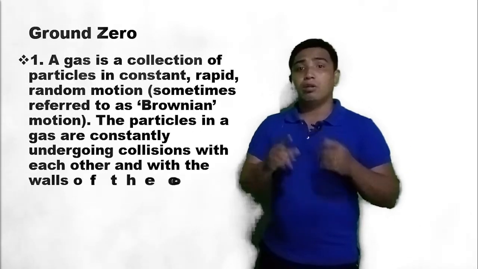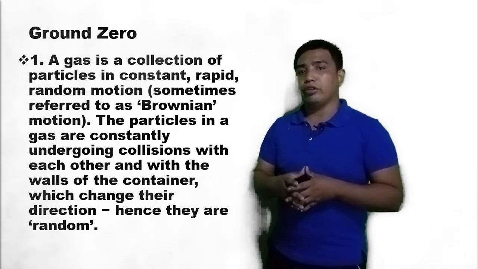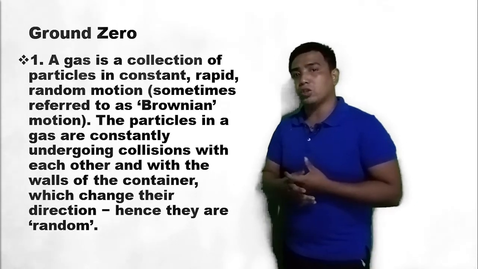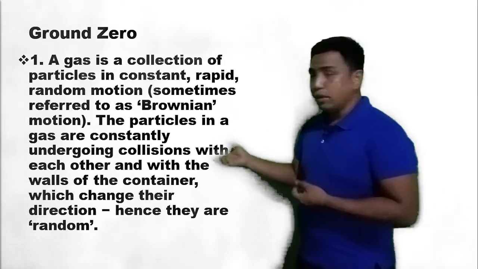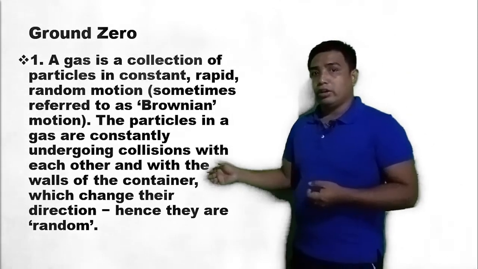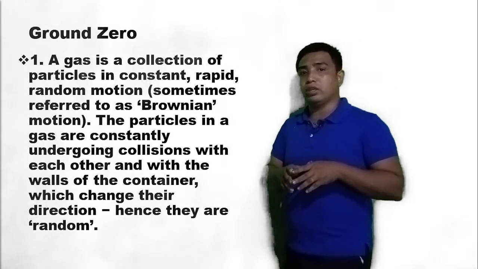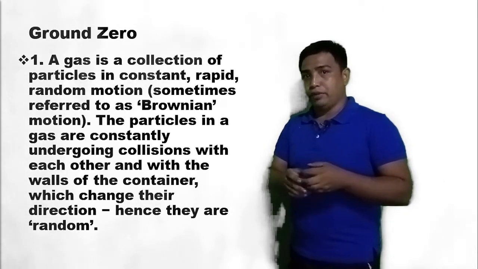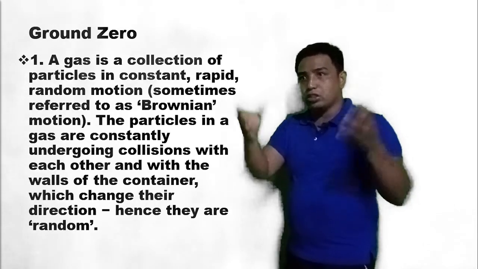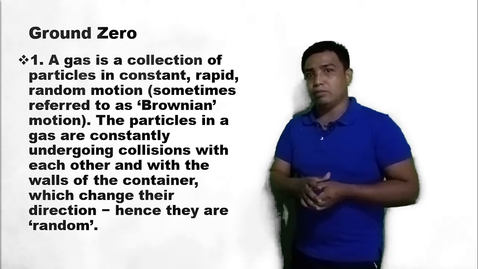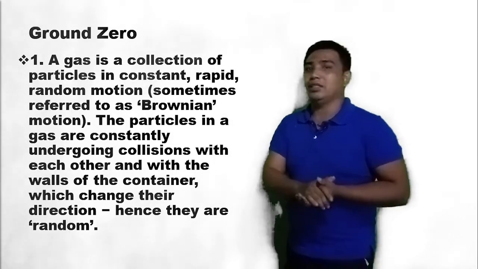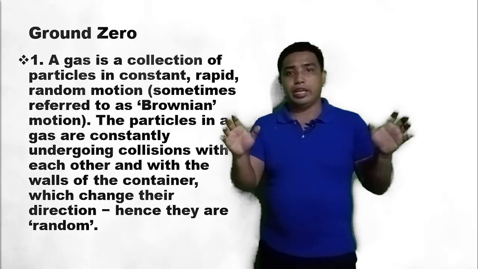A gas is a collection of particles that are in constant, rapid, random motion. Sometimes we refer to this kind of motion as Brownian motion. The particles in a gas are always colliding with one another and bumping towards the wall of the container. Hence, we can guarantee that there is random motion, because once they collide with one another, they change direction, and these collisions happen very often, millions of times per second. That's why we cannot predict them, and that's why we use the word random for that scenario.